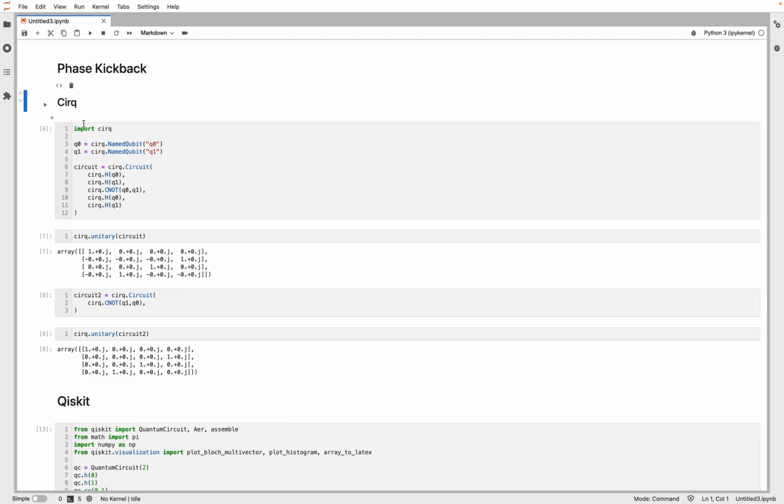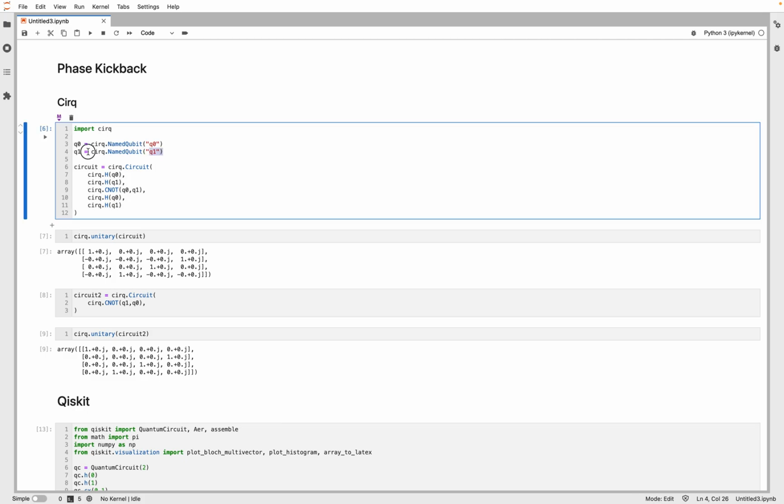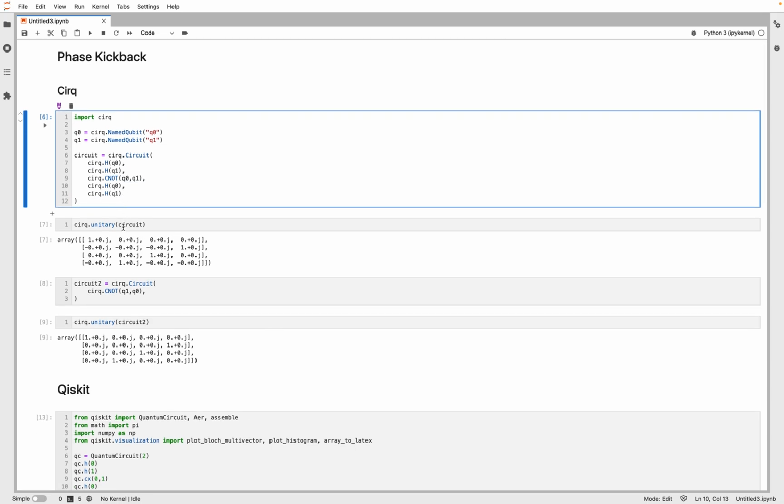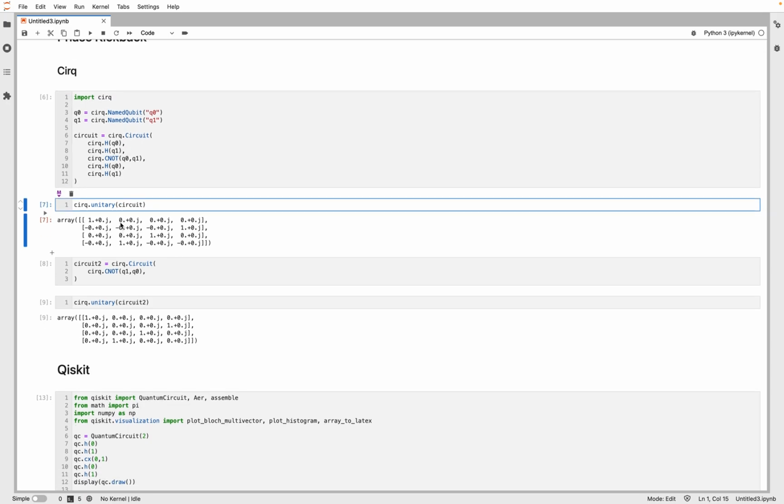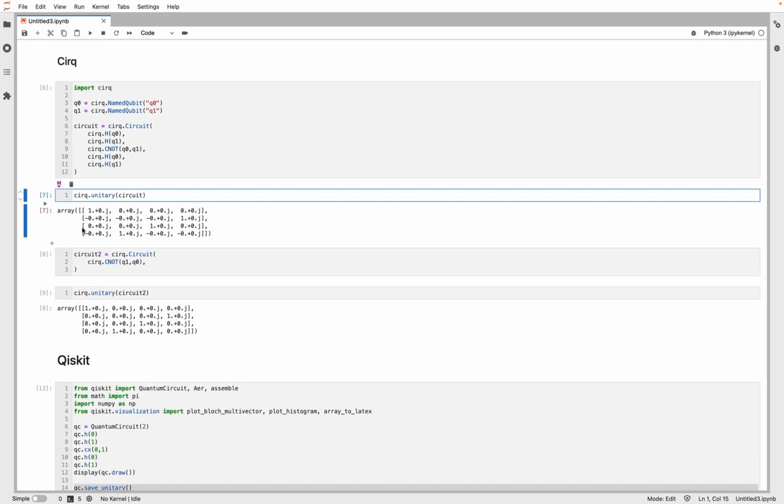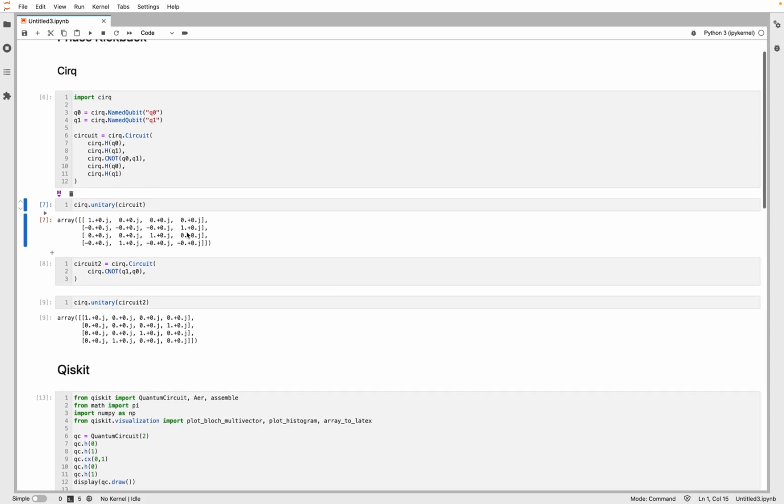Now let's demonstrate phase kickback in the code. Let's demonstrate on the Cirq first. We have this 2 qubit system. We apply a pair of Hadamard gates, followed by a CNOT gate, and followed by a pair of Hadamard gates. And we check what is the unitary matrix. We get 1 here, 1 here, 1 here, and 1 here. The rest is all 0.